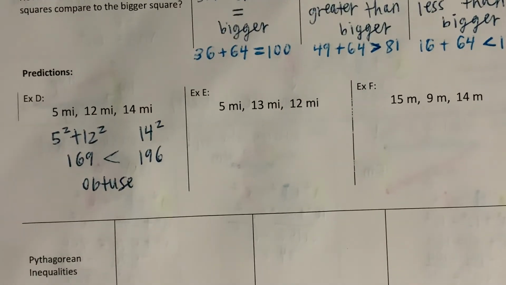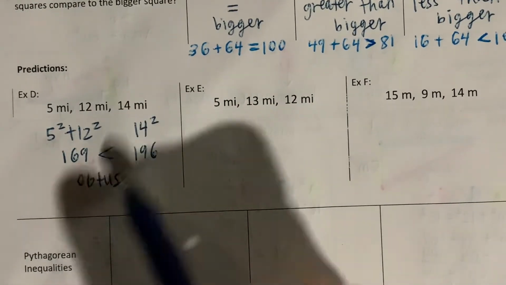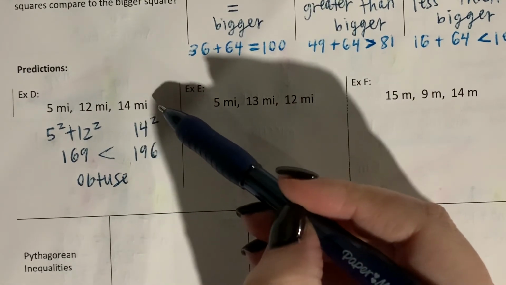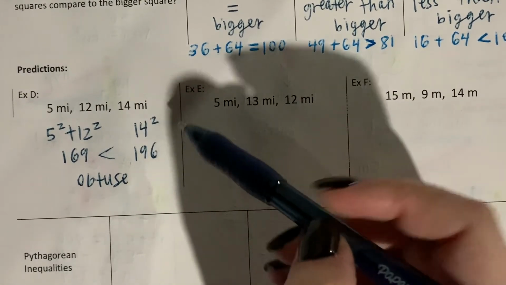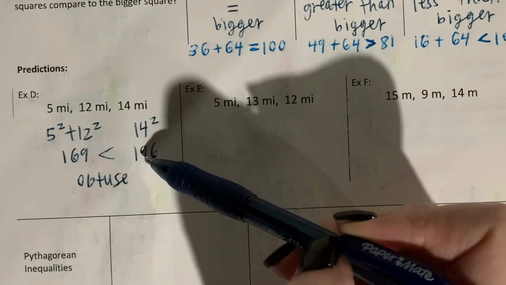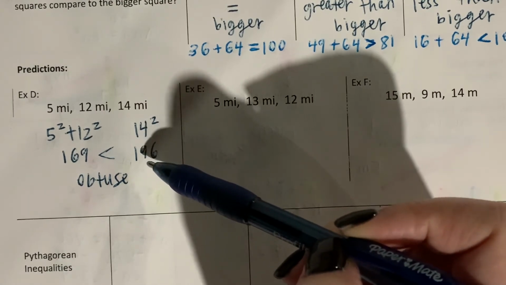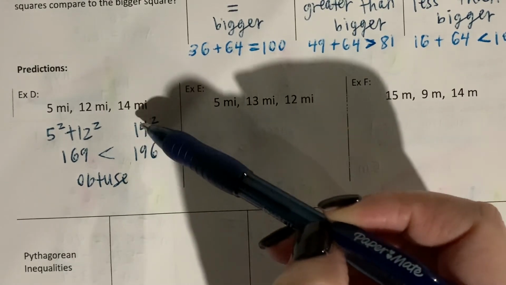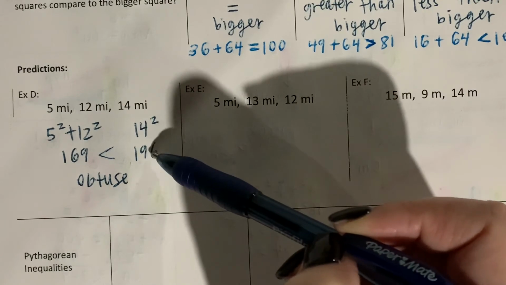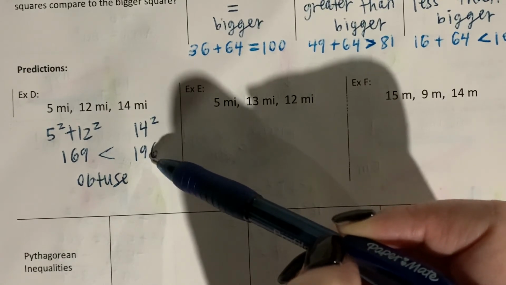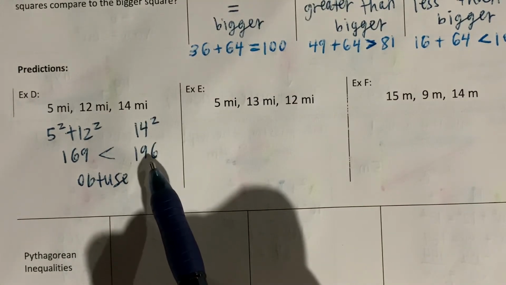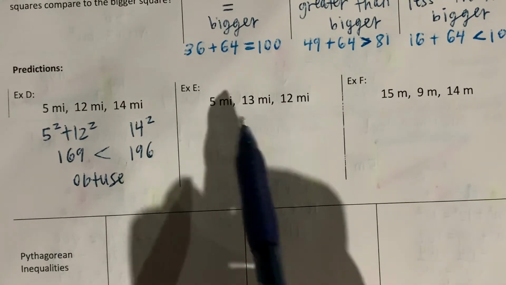The way I actually like to think of it is that you're always observing your bigger square, or the biggest side squared. And so you're observing your c squared, if you think of it that way. When I'm thinking of it that way, if I'm observing the bigger side squared, here I can see that my c squared is bigger, which makes it obtuse.